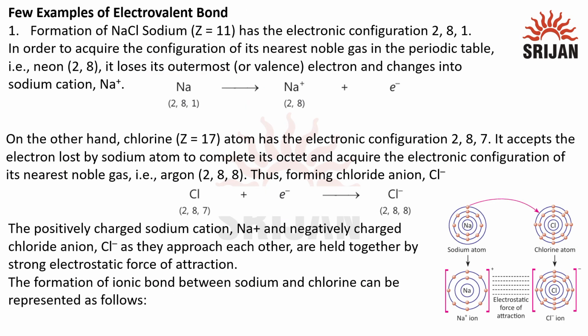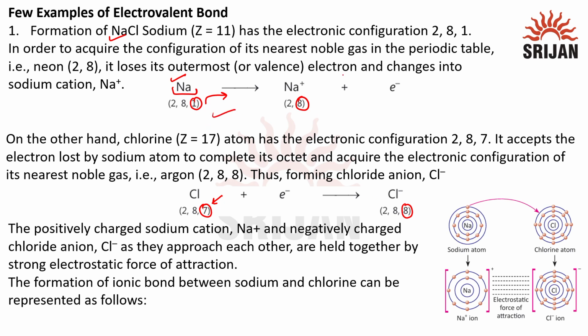Now for example, we can see the formation of sodium chloride. Here sodium has one valence electron, right, and chlorine has seven valence electrons. So these atoms will have a tendency to gain and lose electrons. Sodium can easily lose one electron to gain the stable noble gas configuration, right, and chlorine will tend to gain one electron, right, to become stable and complete its octet.